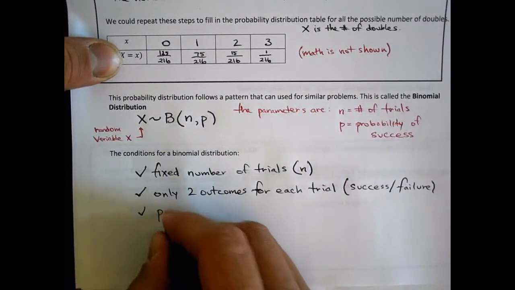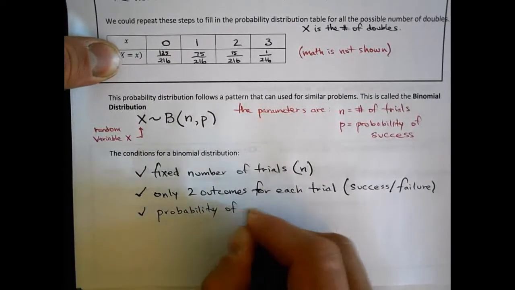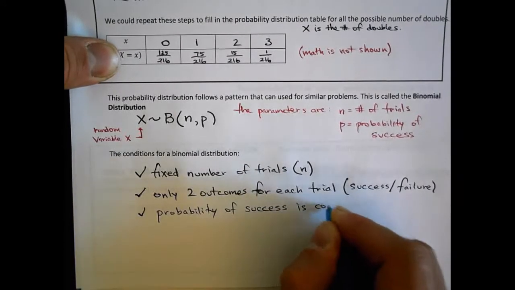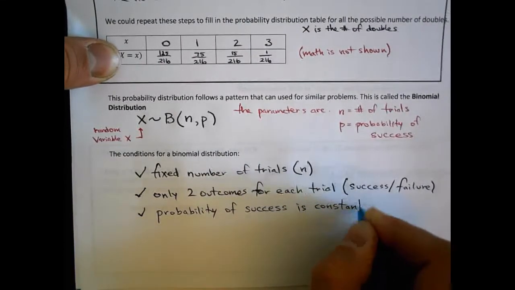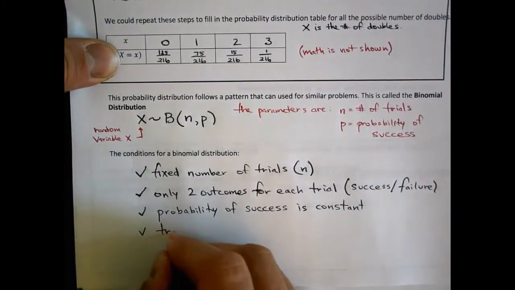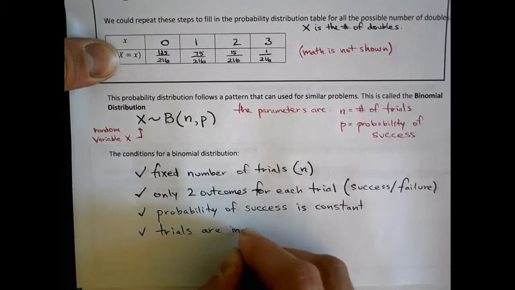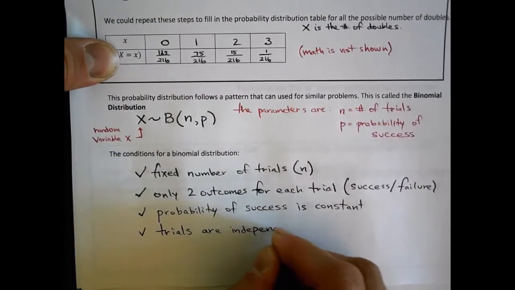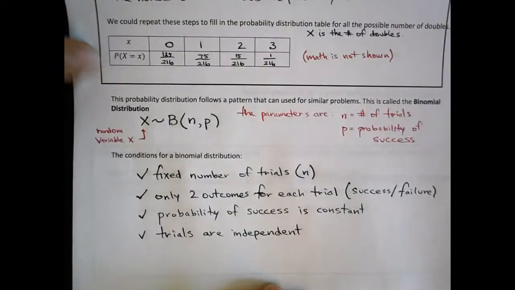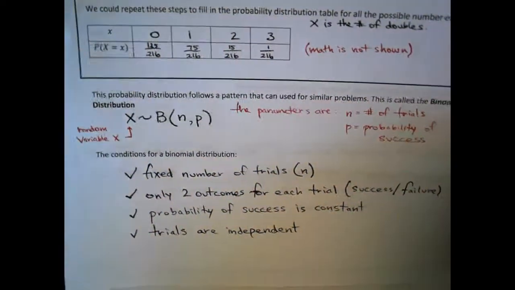The third is that the probability of success is constant. That is, the probability of rolling doubles in this case doesn't change. The fourth is that the trials are independent, so one trial does not affect the other trial. If you roll doubles on your first roll, it doesn't affect your second roll. So we know that they're independent. If those 4 things are satisfied, then you have a binomial distribution.